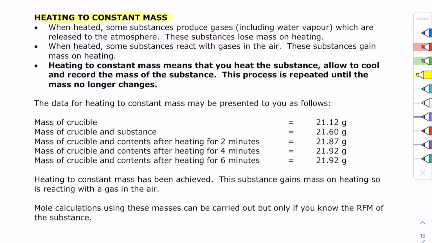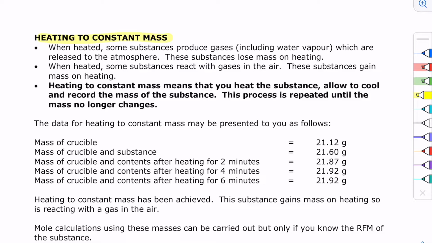And when things are heated to a constant mass, they'll either gain mass or they'll lose mass. So when heated, some substances will produce a gas. Could be things like water vapour, which are then released into the atmosphere. These substances will lose mass on heating. This is because the water's been given out, so the mass of the substance has gone down.